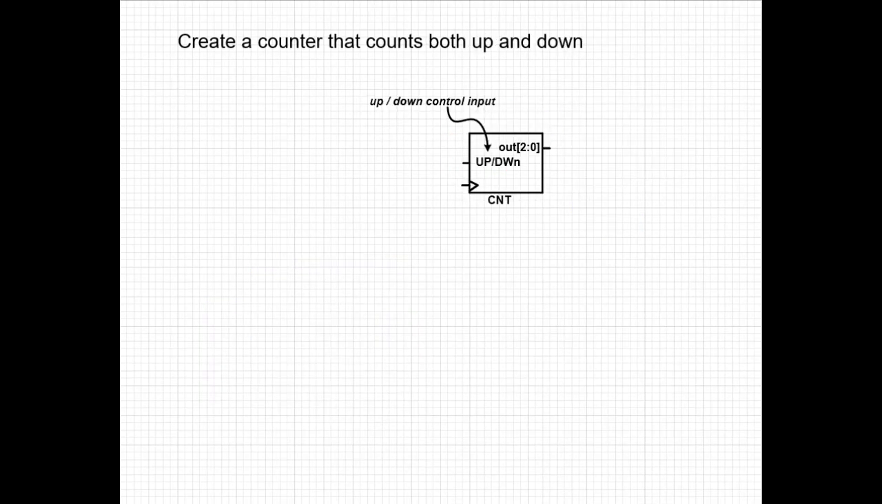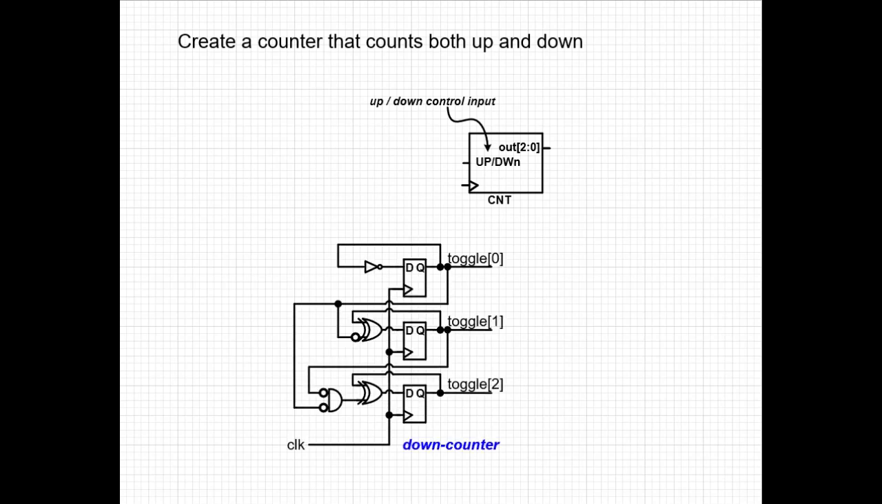The last problem asks us to create a counter that counts both up and down. We'll start with a down counter, recognizing, as we just discovered, that a counter that counts down has inversions in the feedback paths. Remembering that XOR gates give us controllable inversions, we replace each inversion with one. Now we just need to control them.